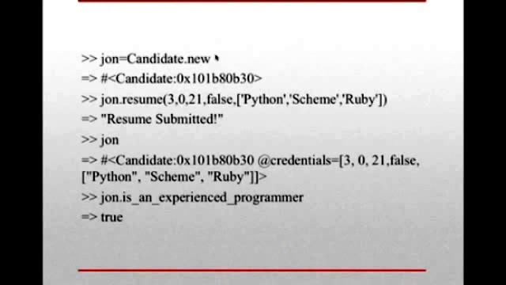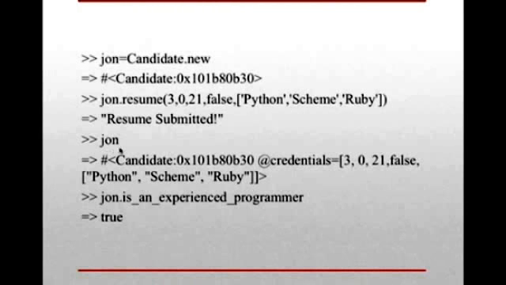structure works if we go through this code. So I take John and assign it a new candidate object, and we see that this is the representation of that object. I submit my resume, which is I say that I've had 3 years of programming experience. I've never used GitHub, so I don't have any points there. 21 years old, I've never applied before, and I know Python, Scheme, and Ruby.